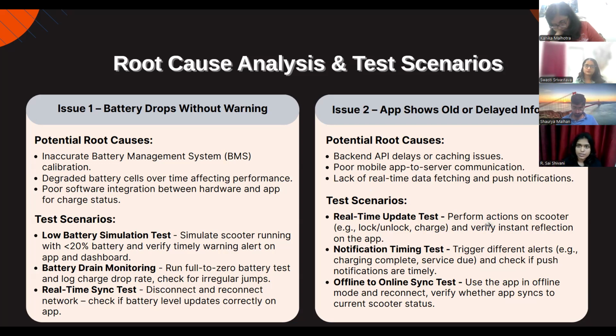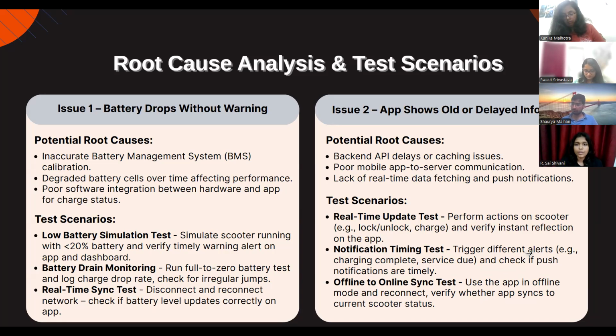The second issue that the customers raised was the app shows old or delayed information. Potential root causes for this could be backend API delay, caching issue, poor network connectivity. Test scenarios: real-time update test. Perform tests under different network conditions. Go offline to test the app in offline mode and then reconnect, verify if the app syncs to the current scooter status or not. Like these are the test scenarios that we'll take into consideration to check if the issues that were raised by the customers are fixed or not.